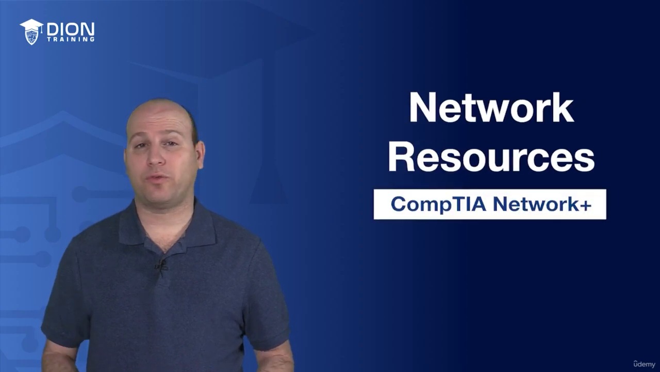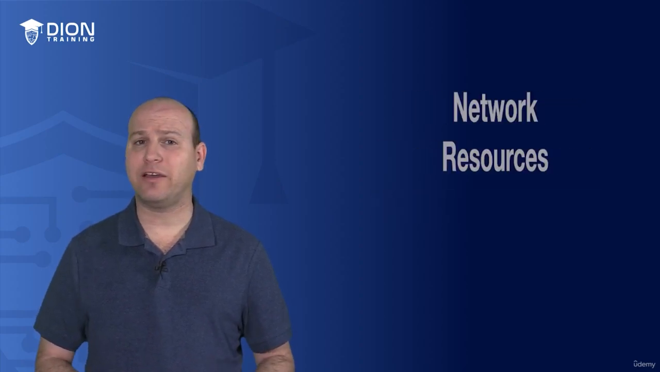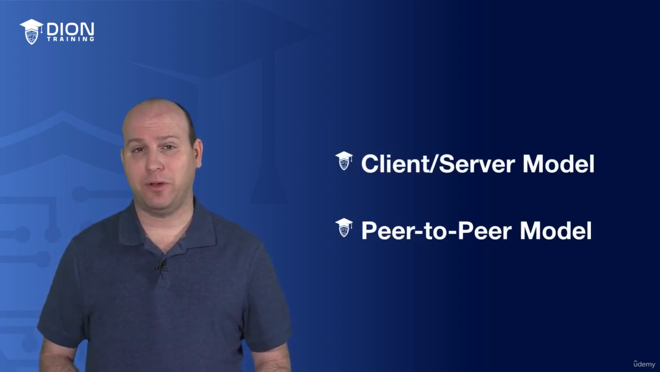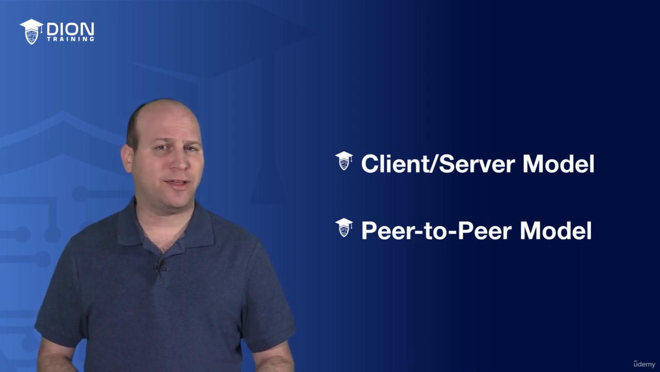When we talk about network resources, we have to think about how data is being moved around the network. We break this down into two main models, the client-server model and the peer-to-peer model. Let's start out talking about the client-server model.